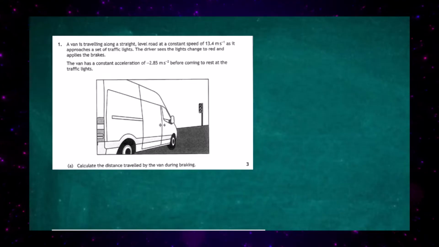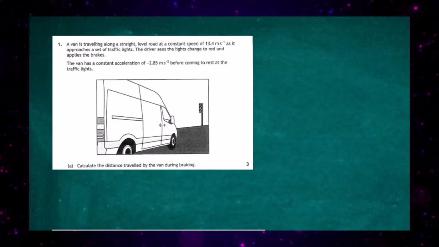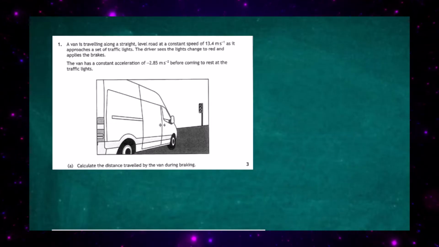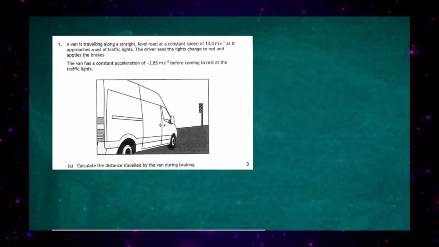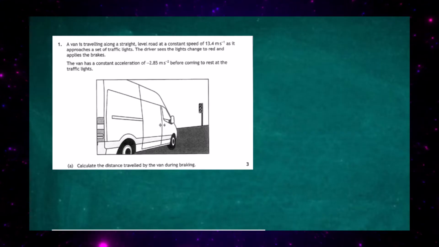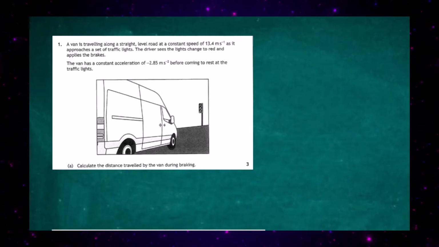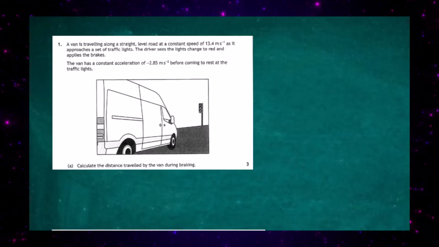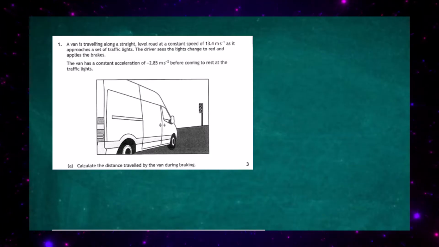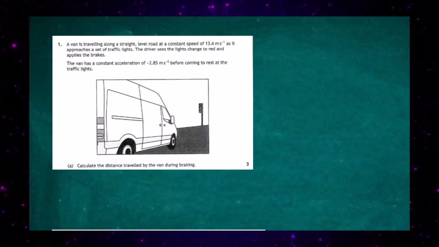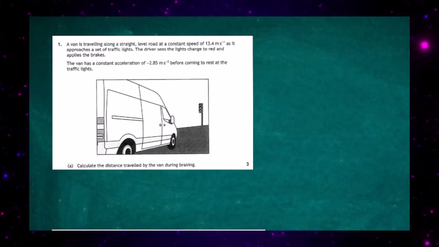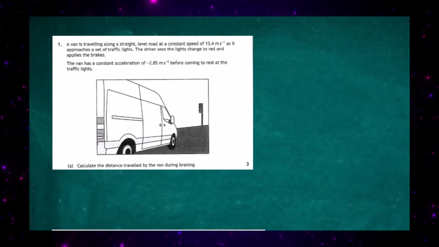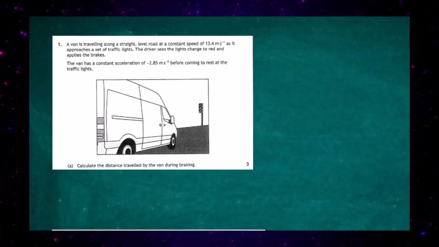Question 1 from Section 2 of the 2023 Higher Physics Examination from the SQA. A van is travelling along a straight, level road at a constant speed of 13.4 metres per second as it approaches a set of traffic lights. The driver sees the lights change to red and applies the brakes. The van has a constant acceleration of minus 2.85 metres per second every second before coming to a rest at the traffic lights. For 3 marks, we're asked to calculate the distance travelled by the van during the braking.